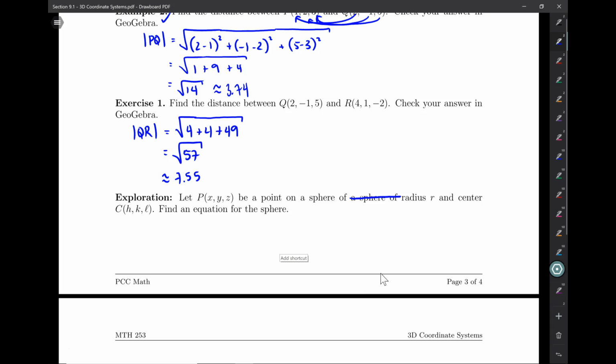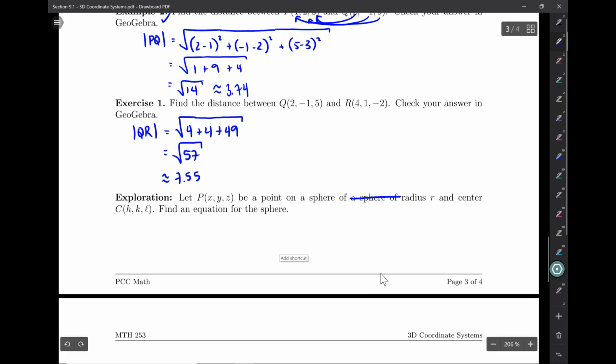Well, the great thing is that we know that circles and spheres, right, a circle is just 2 dimensions and a sphere is 3 dimensions, have kind of this similar geometrical property in that every point on that circle or sphere is equidistant from the center. In that case, the equidistant length is the radius r, and the center being HKL. So we can use the distance formula to describe this.